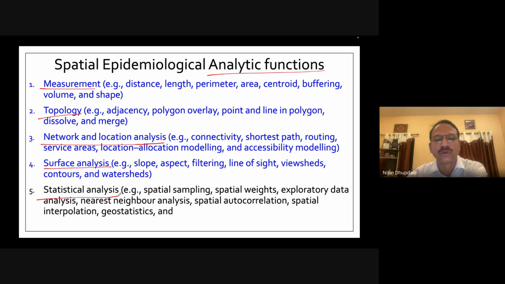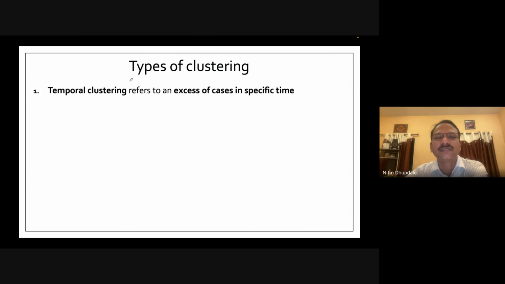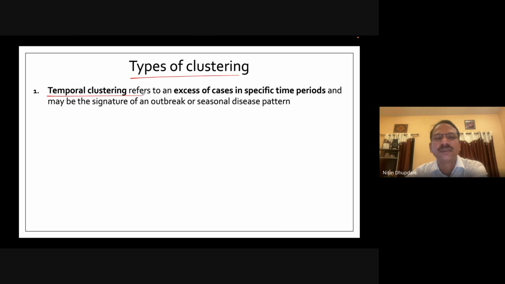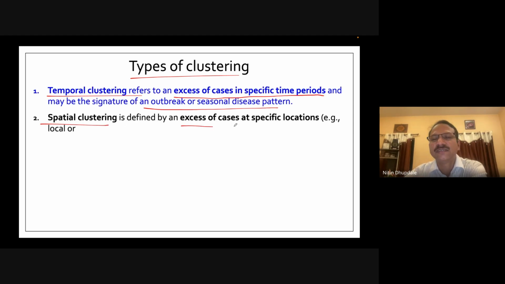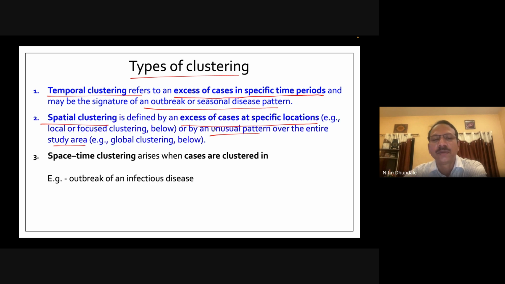We are not going to go into details of them. It will be dealt with maybe in future. The various clusterings are available. There is something called temporal clustering, that is excess of cases in a specific time period, so it tells us about a seasonal pattern of the disease. Then we have spatial clustering, excess of cases at a specific location, so it tells us about the unusual pattern of the disease in a study area. So the disease spread over a particular location.